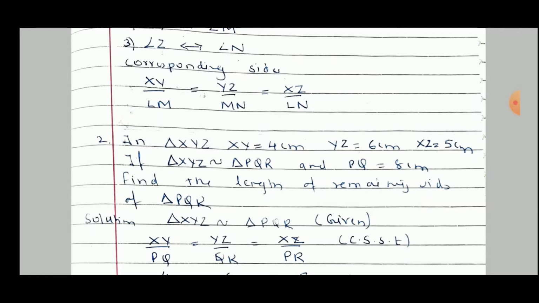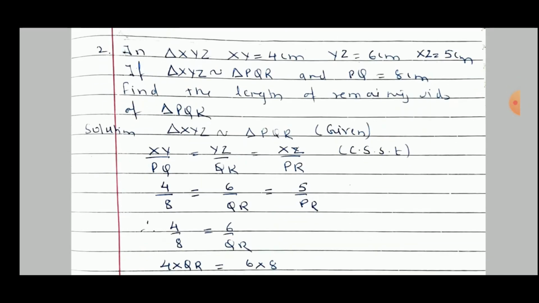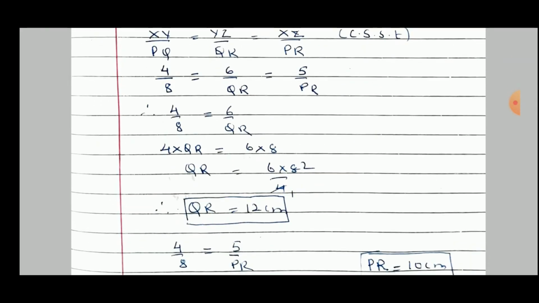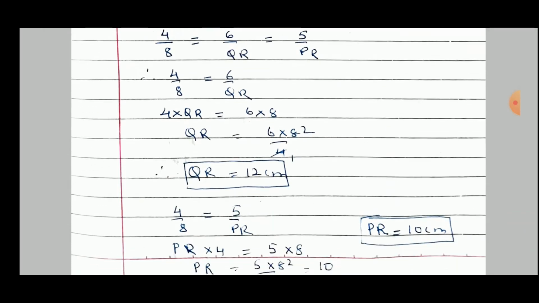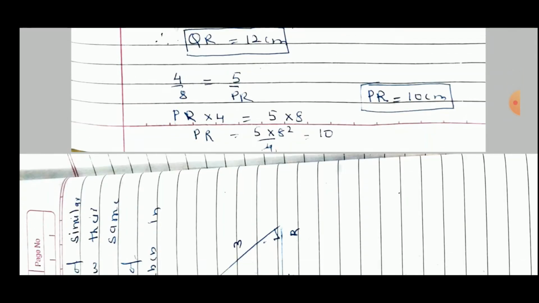Now triangle XYZ is similar to triangle PQR. This is given. So XY upon PQ is equal to YZ upon QR is equal to XZ upon PR, corresponding sides of the similar triangles. So therefore 4 upon 8 is equal to 6 upon QR is equal to 5 upon PR. So 4 upon 8 is equal to 6 upon QR. So QR will be equal to 12 centimeters. Now 4 upon 8 is equal to 5 upon PR. Solve this, we will get PR is equal to 10 centimeters.